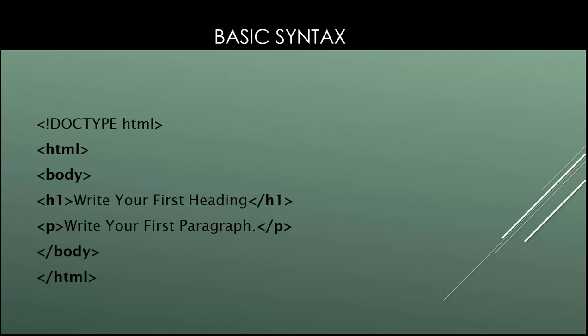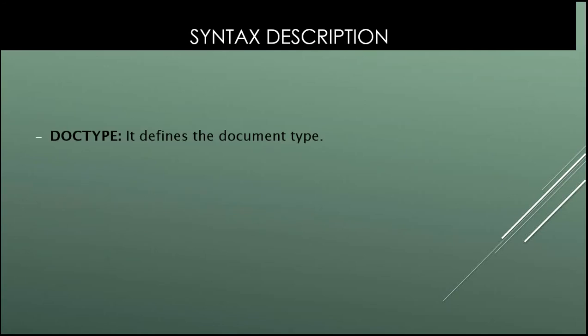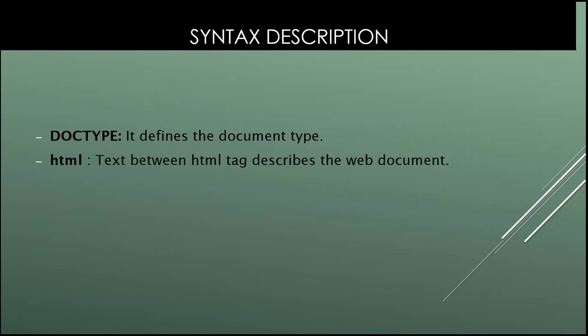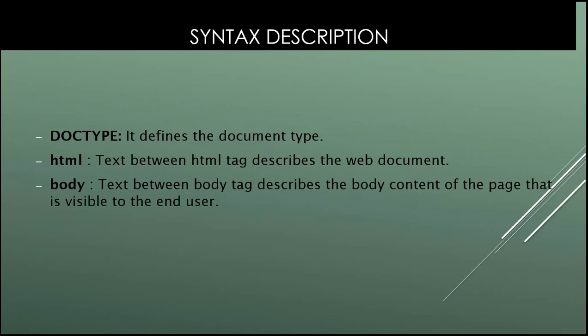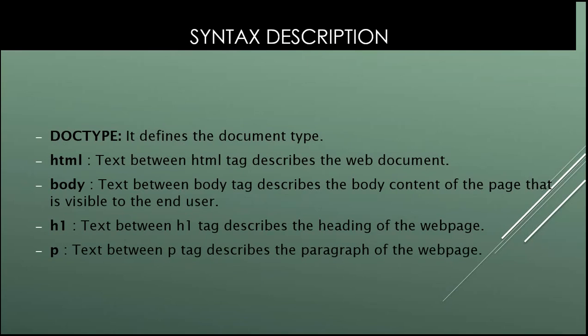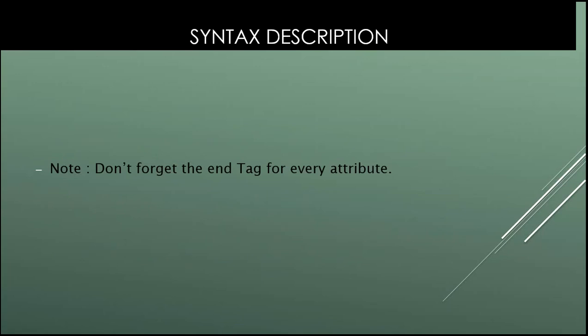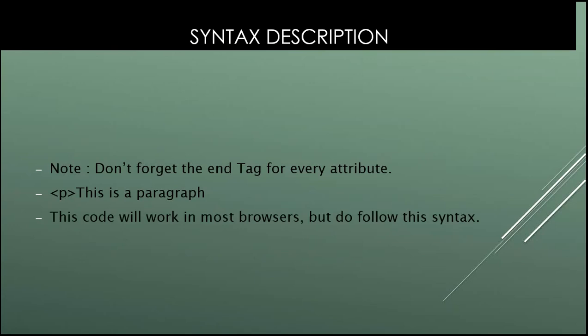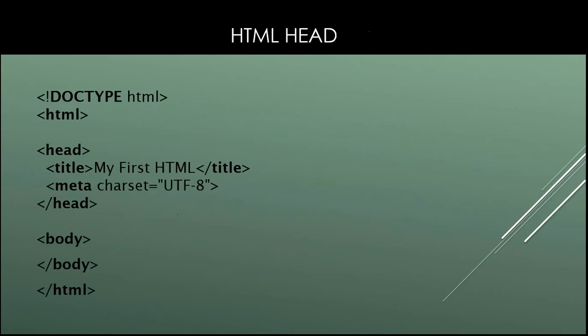In this declaration, the doctype defines the document type as HTML. The text between the html tags describes the complete web document, and the text that we write in between the body tags will be shown on the web page. H1 defines the heading and P defines the paragraph. In our next sessions, we'll discuss in detail different headings and paragraphs. When you write the syntax, never forget to end the tag every time. Suppose we write the code without closing the P tag inside the body tag, that works in most browsers, but that's not the best way to follow.